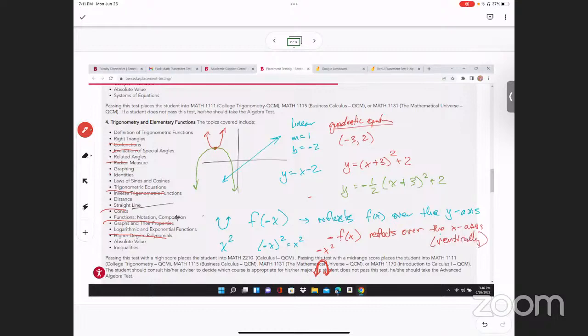Reflecting it over the x-axis means it's reflecting it vertically. And that's why that negative is on the outside, it's reflecting it vertically. When the negative is on the inside, it's reflecting it horizontally over the y-axis. So you kind of have to be careful how you say that. If you say y-axis, you're probably thinking vertical, but actually reflection over the y-axis is a horizontal reflection. Reflection over the x-axis is a vertical reflection.